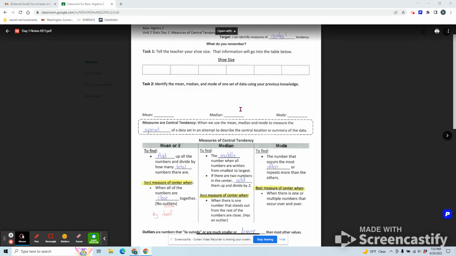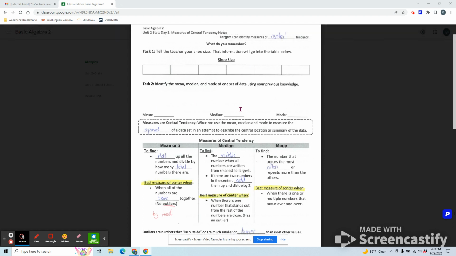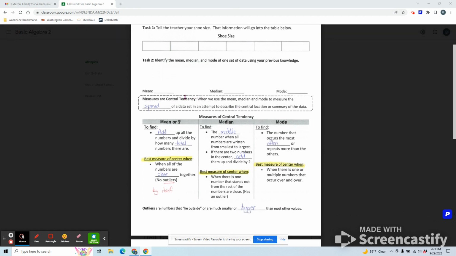So this was just a warm-up getting you to recall mean, median, and mode. It's okay if you don't, because we're going to talk about it here in a minute. But we are focusing on measures of central tendency. And when you use the mean, median, mode, we can use that to measure the spread of a data set in an attempt to describe the central location or summary of the data. So sometimes just giving the mean or the average doesn't really reflect too well on what exactly the data is telling us. So sometimes we have to describe it using a different measure of central tendency.